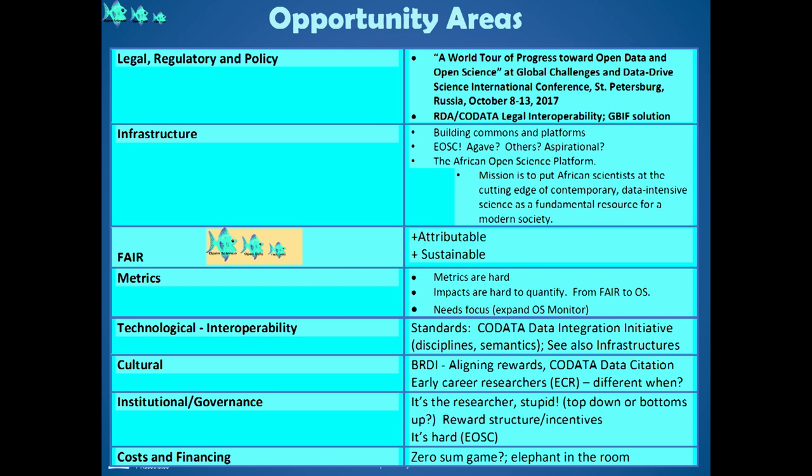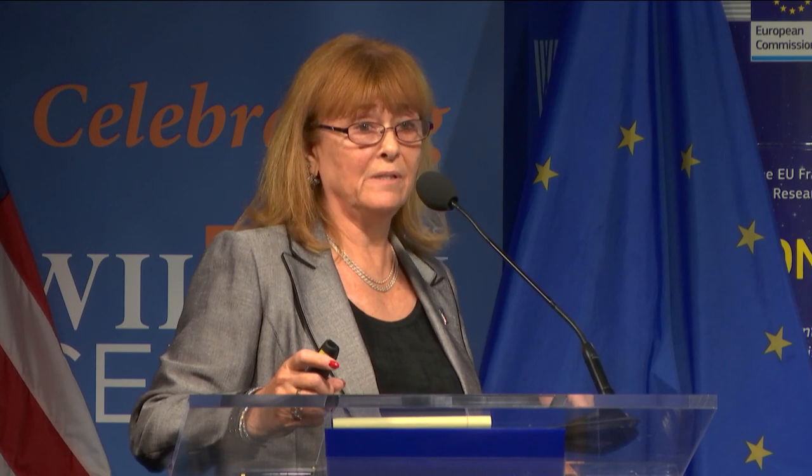Institutional and governance: it's the researcher, stupid. It's top down, bottoms up, whatever. Research structure and incentives are also critical to that. I've never been to a workshop that talked about this where researcher incentives have not been a key cornerstone of moving the agenda forward. And governance, Jean Claude said, it's just hard. Governance is just hard.